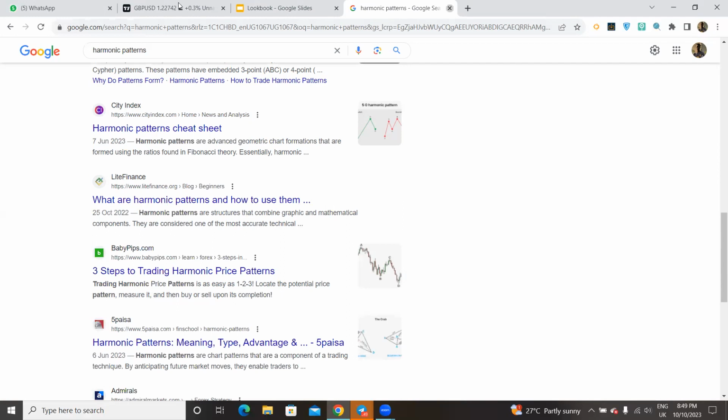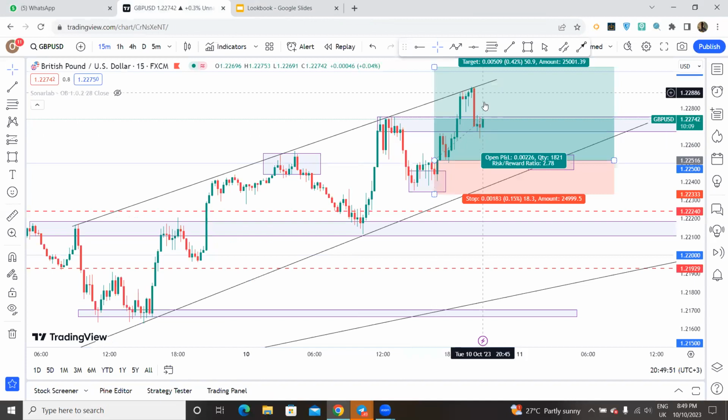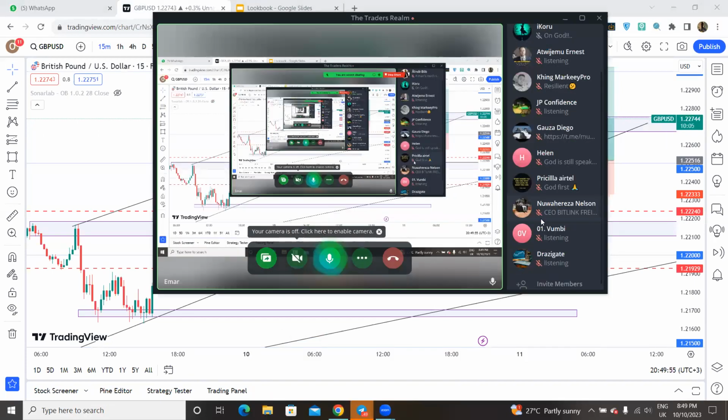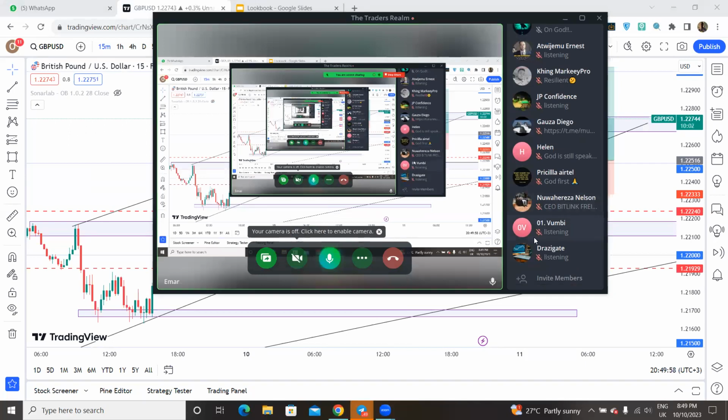So guys, any questions? You can see that the buy is likely to happen. This Gartley is holding water again. So any questions? Or we call it a night.